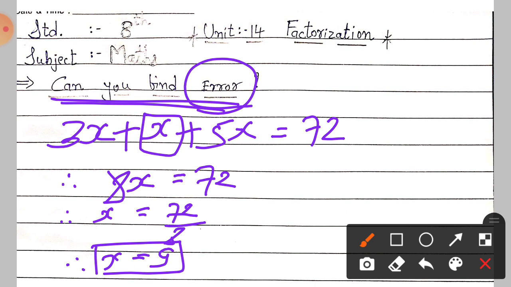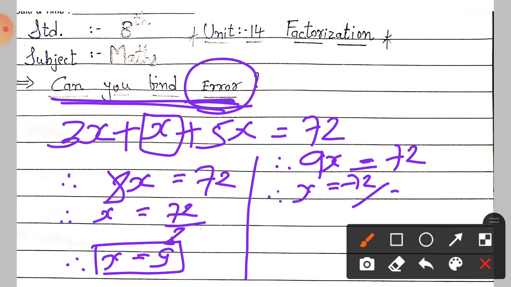So there is a mistake. This is called the error of this question. So you need to find the error first and then correct it. So how can we correct it? We solve here 3x plus x, 4x plus 5x is equal to, therefore 9x is equal to 72, and therefore x is equal to 72 upon 9, x is equal to 8. So the correct answer is 8. So we look for the error first and then resolve the problem and correct it.